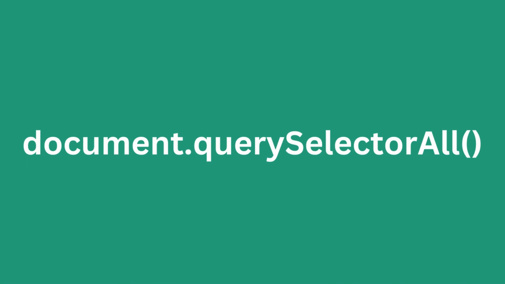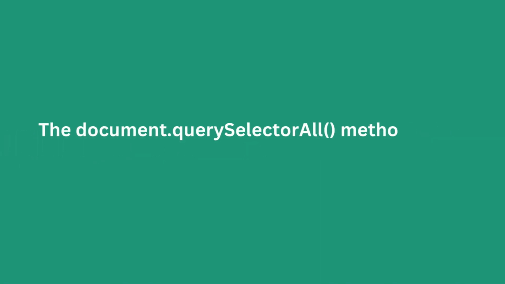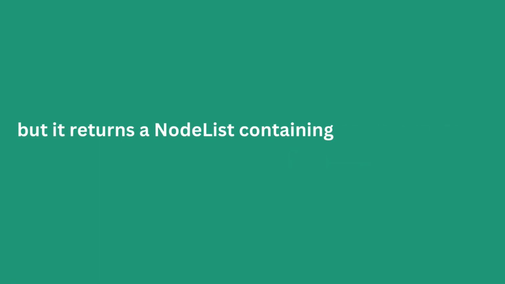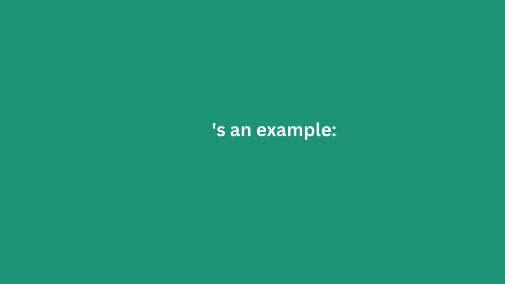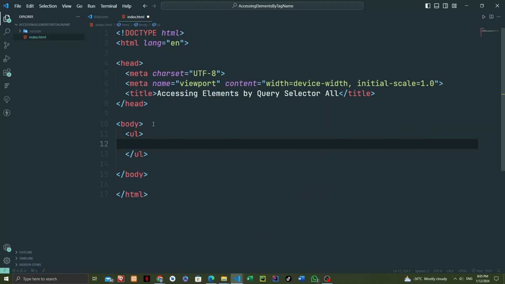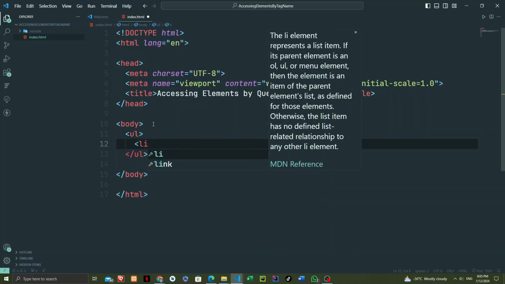Accessing elements by Query Selector All. The document.querySelectorAll method works similarly to querySelector, but it returns a node list containing all elements that match the selector. Here's an example. Suppose you have the following HTML.